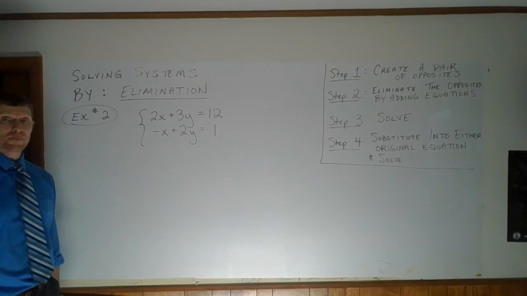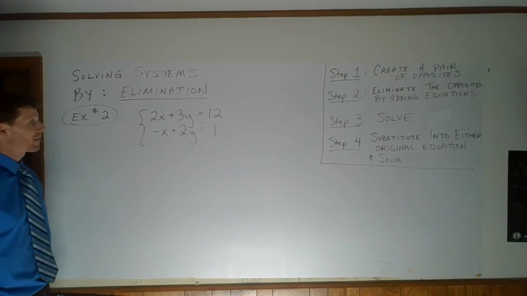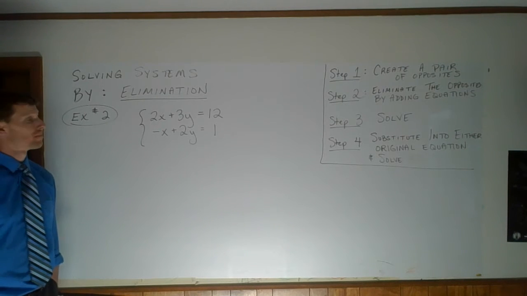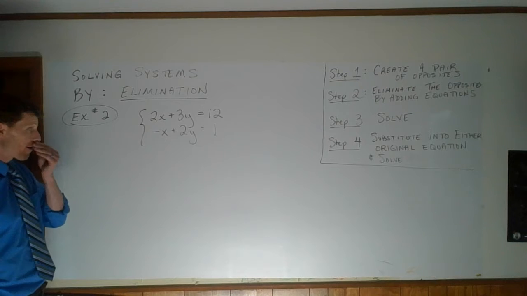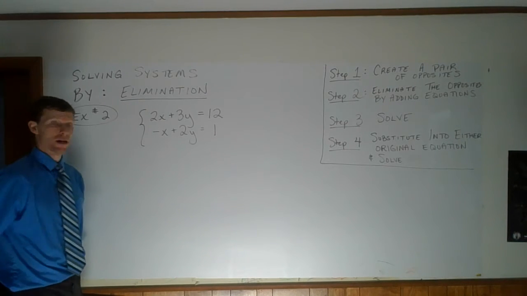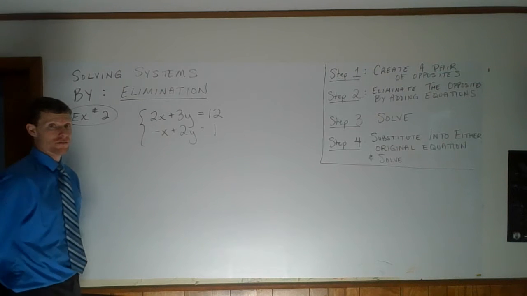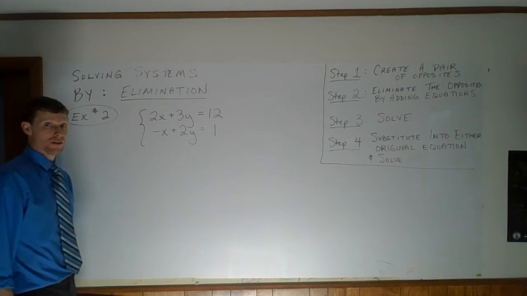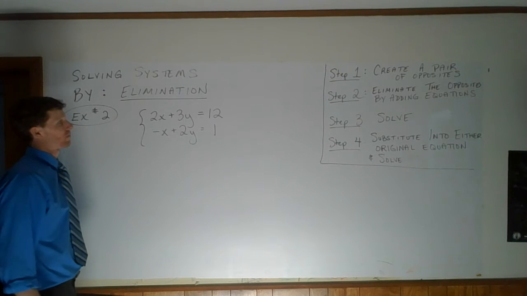This is our second example of solving systems of equations by elimination. In this case, we are going to have to do step number 1. Step number 1 is to create a pair of opposites. Right now, the y's have a 3 and a 2. The x's have a 2 and a negative 1. Neither of those are opposites, so nothing is going to cancel out when we add the equations together. We have to do some work first.